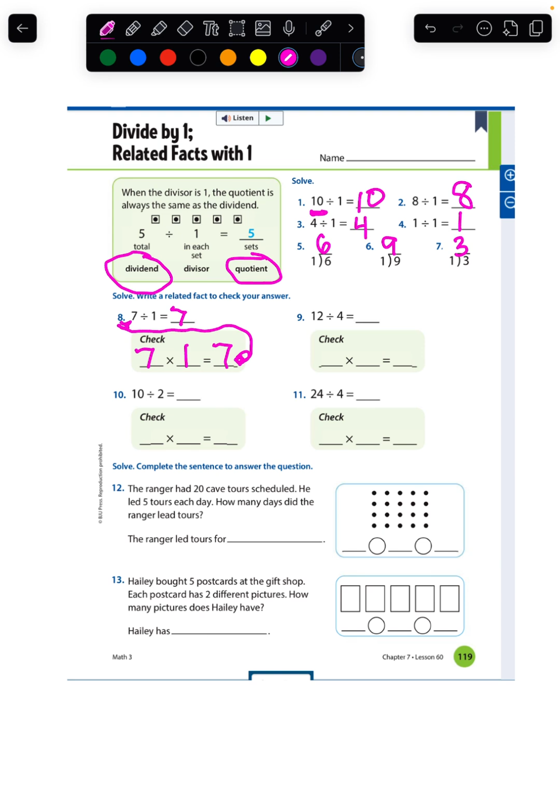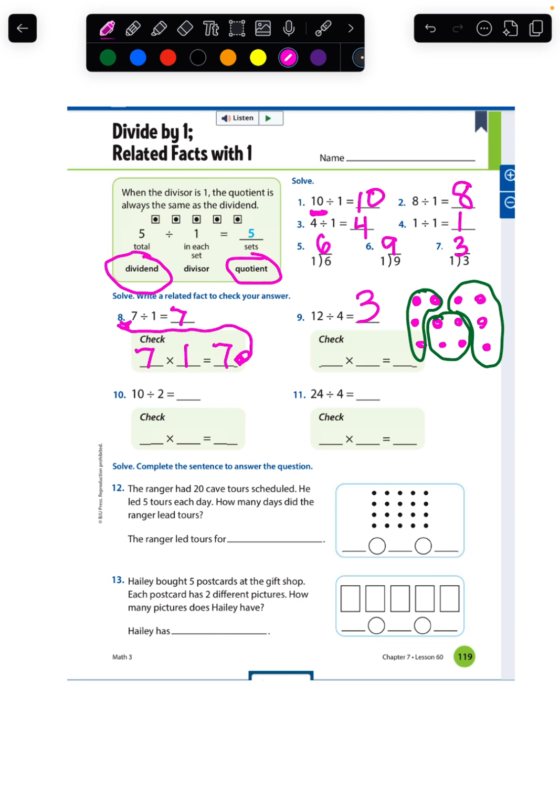12 divided by 4. Well, if you weren't sure, you could do your picture. 1, 2, 3, 4, 5, 6, 7, 8, 9, 10, 11, 12. And I want to put them into groups of 4. So I would go 1, 2, 3, 4, 1, 2, 3, 4, 1, 2, 3, 4, and that would give me 3 groups. You could also think of it as what times 4 gives me 12. So you could count by 4s till you get to that number. 4, 8, 12, which I count by 4s 3 times.